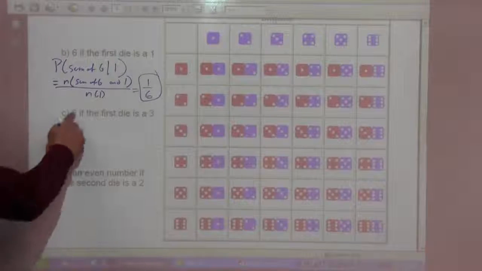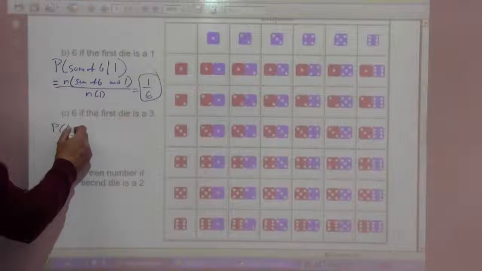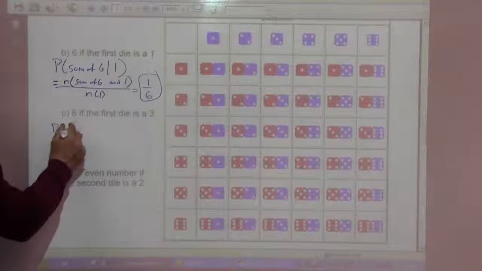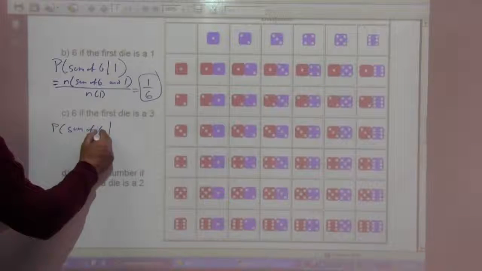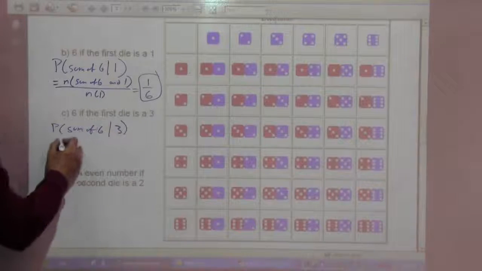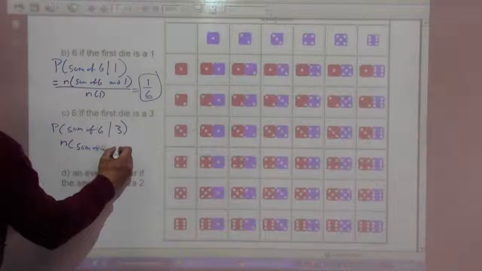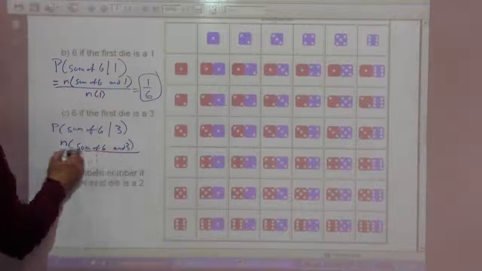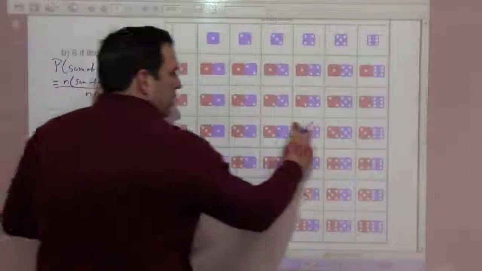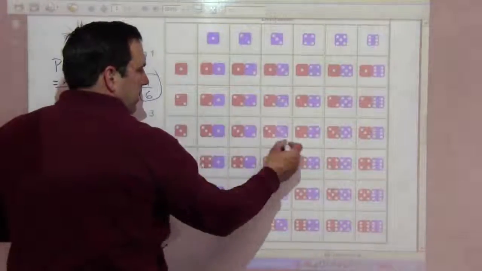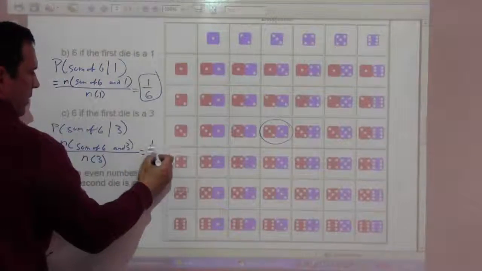How about the probability you get a sum of 6 if the first die is a 3? Probability of a sum of 6 given a 3. That's the number of ways you can get the sum of 6 and a 3 as the first number, over the number of ways you can get a 3. So here we go. First thing's a 3. Here's the one that has the sum being a 6 out of 6 options. So 1 out of 6 again.